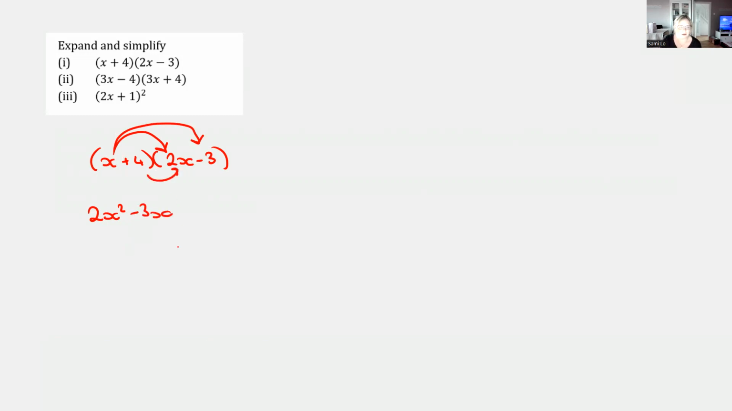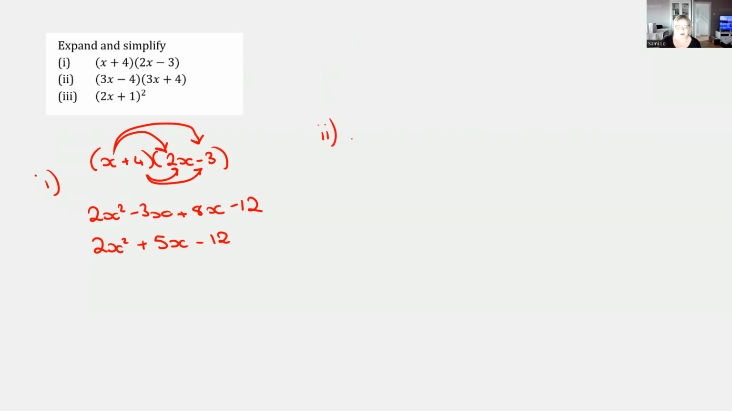So there we go. That gives us 8x. And then the last bit, 4 times minus 3 gives us minus 12. Once you do this method, you should see these 2 bits here are going to simplify together. So our final answer for the first one is 2x squared plus 5x minus 12. So that's part i. We go to part ii.